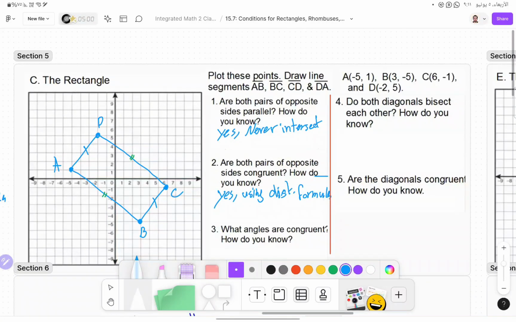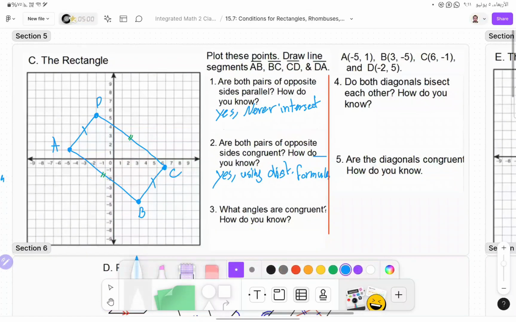Okay, next, what angles are congruent and how do you know? As you can see here, this one is a right angle, this one is a right angle, this one is a right angle, this one is a right angle. So all four angles here are 90 degrees. Yes, they are congruent because all the lines are perpendicular, from DC to CB to BA to AD. So all of them are congruent.